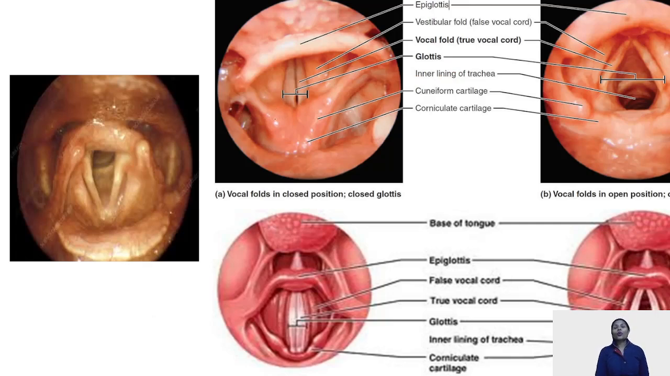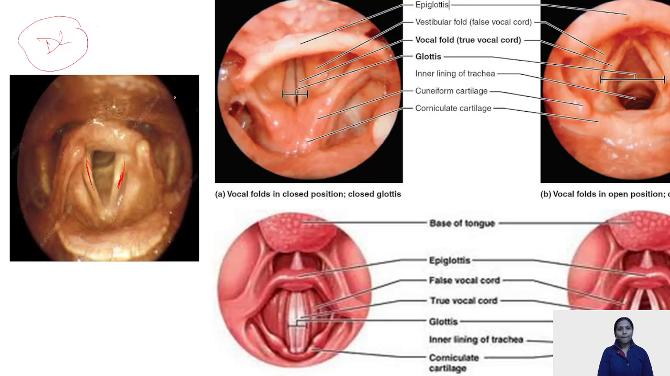This is what you are going to visualize. This is again an image which is asked. This is the image of the laryngeal structures which you are going to visualize during your direct laryngoscopy. If you see carefully, these are your shiny white vocal cords. Okay, these are the vocal cords.